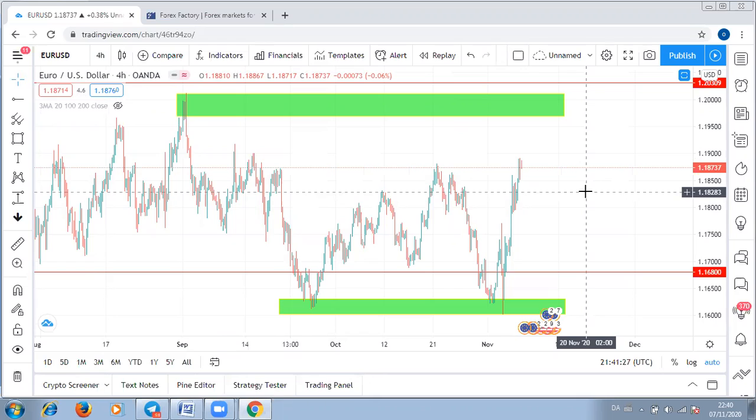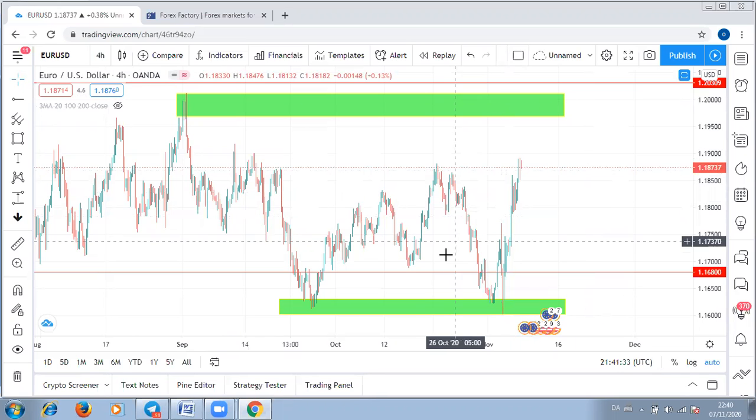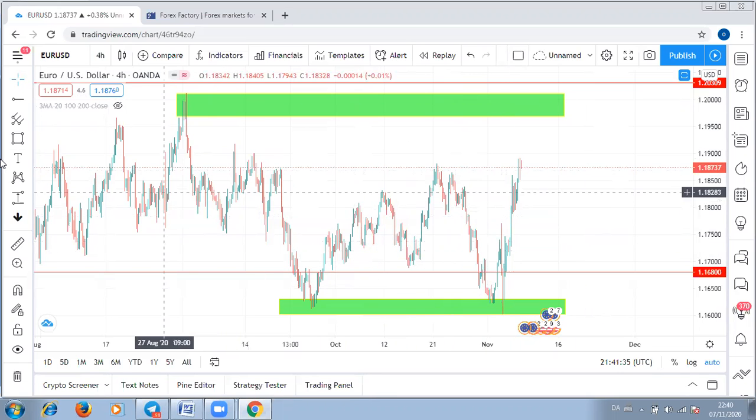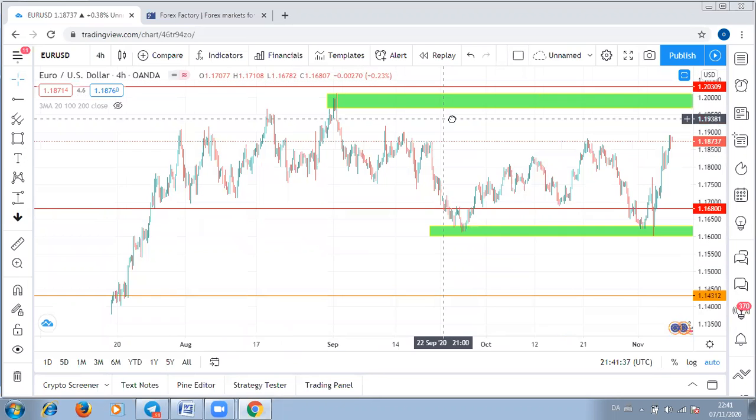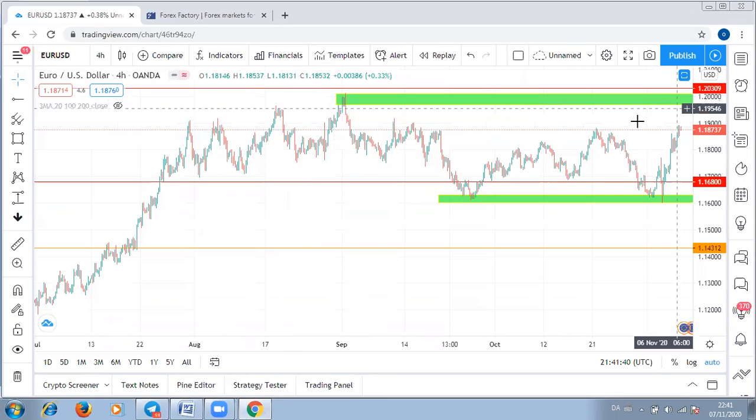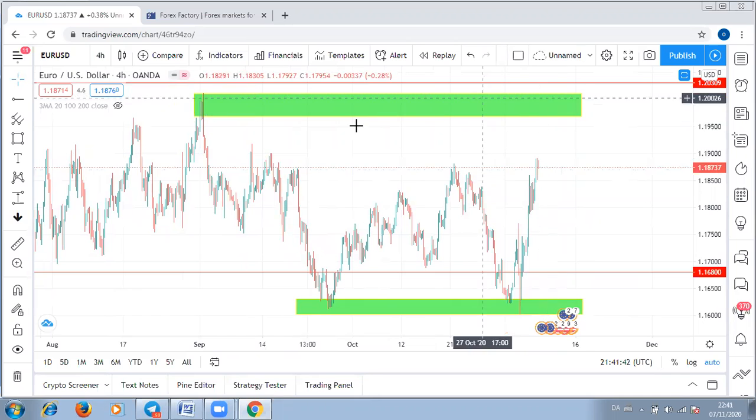You cannot come to the market and chase the trades. So with that in mind now, you can plot your supply and demand zone. To me, I'm looking for the price, this price now, to get to this area.